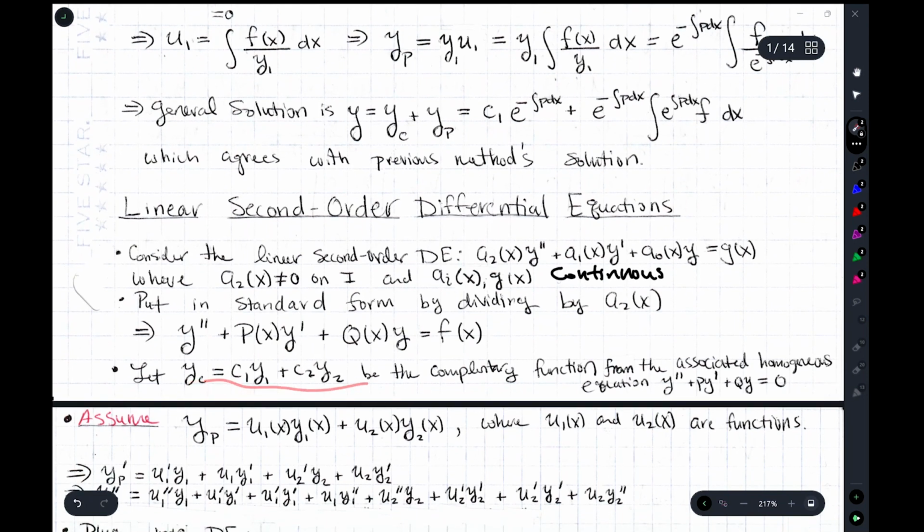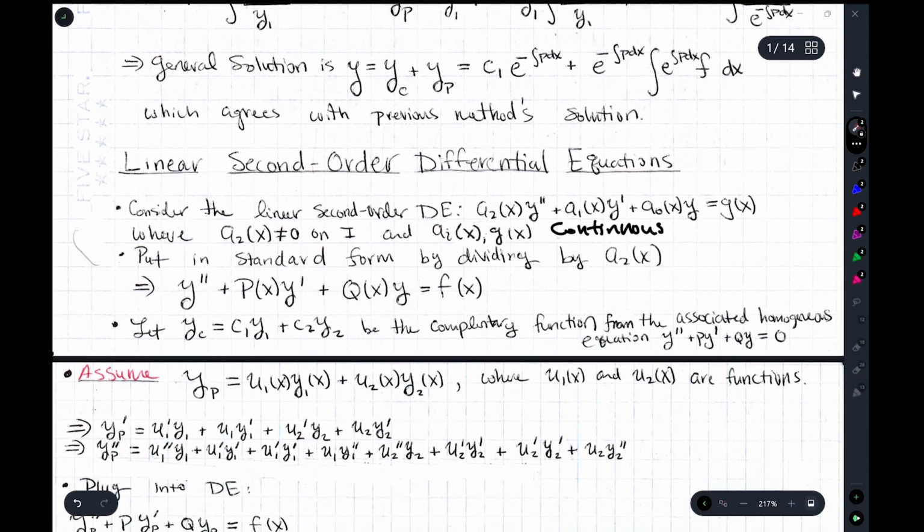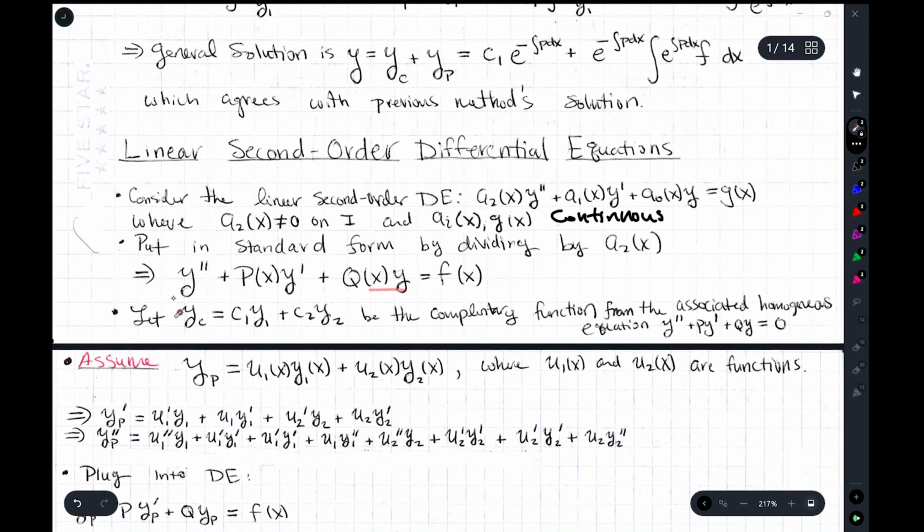Well, let's assume that we have our complementary function from the associated homogeneous equation. If these coefficients were constants, that's not a big deal. It's pretty easy to solve second order differential equations with constant coefficients. But if not, well, this is a huge assumption, because sometimes it could get pretty tricky getting the complementary function for a differential equation with variable coefficients.